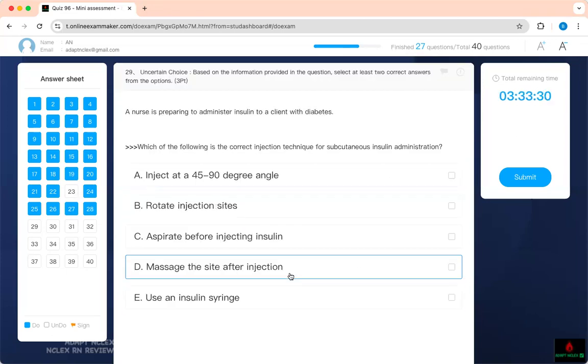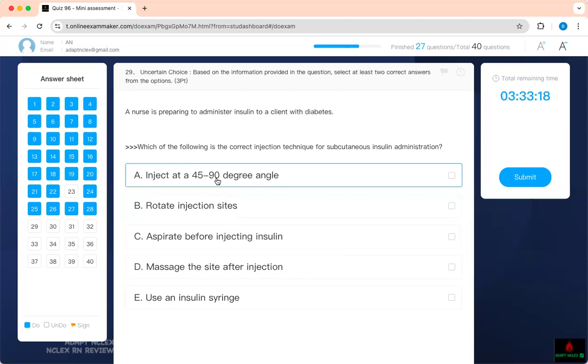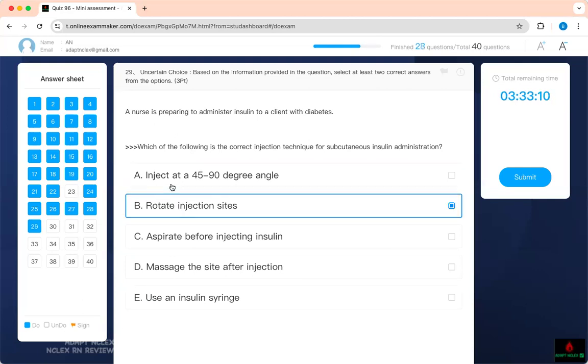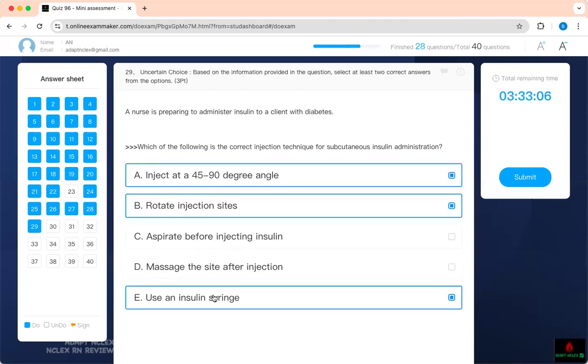Which of the following is the correct injection technique for subcutaneous insulin administration? The nurse is preparing to administer insulin to a client with diabetes. You inject at 45 or 90 degrees, depending on your weight. If you have a higher BMI, 90; lower BMI, 45. You should rotate the site. You should never aspirate or massage, and use an insulin syringe.